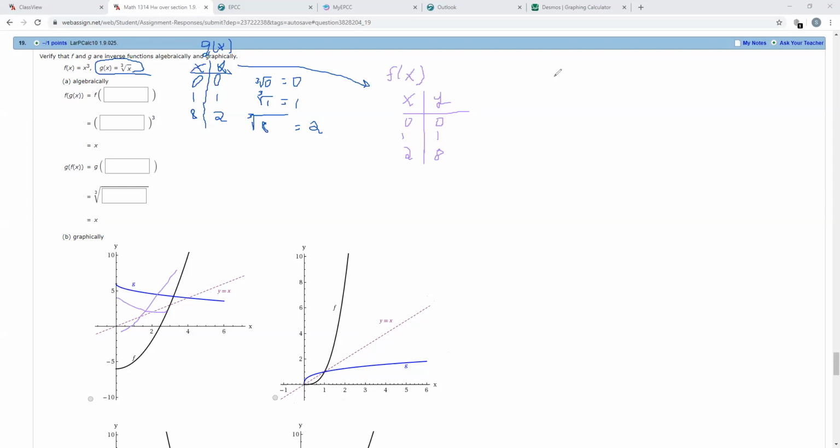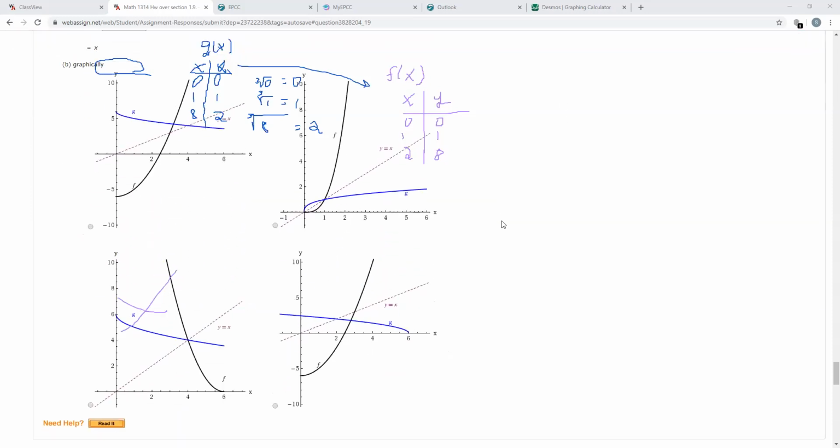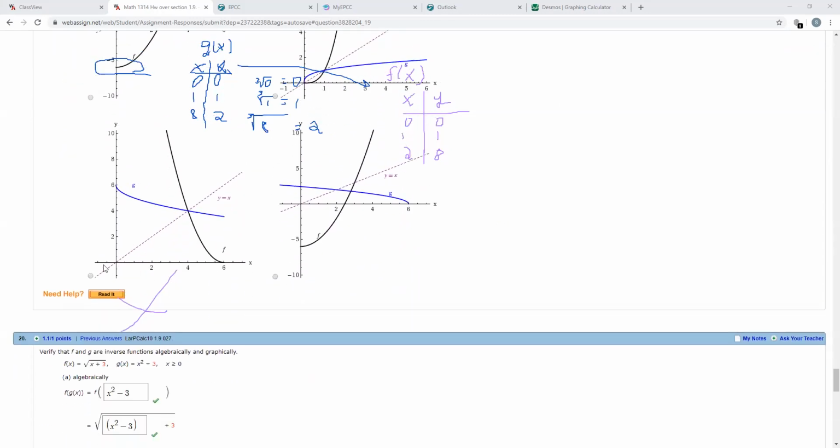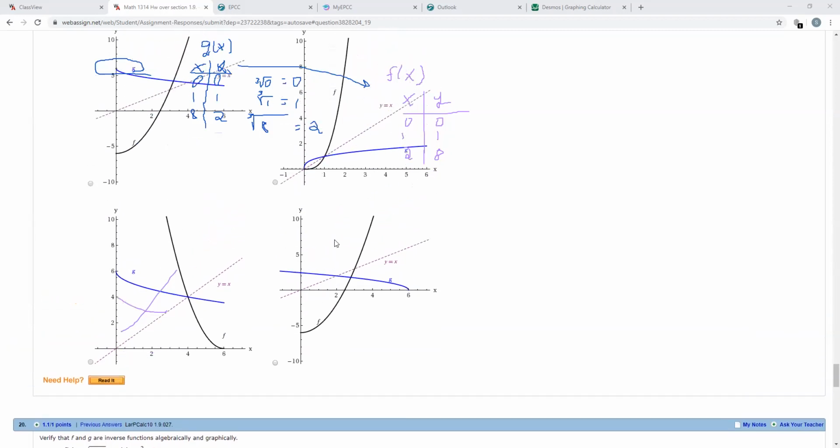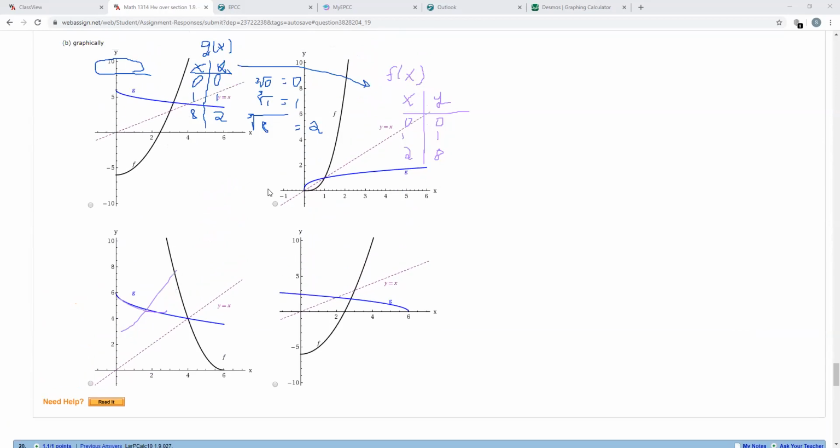How about any of the other ones? So here's the reflection line. 0, 0 is right here, and it's not on either graph. Even though these look like reflections, they're just not the right ones. So this is out. And the same idea here. 0, 0 is right here. It's supposed to be on both graphs, and it's not. And the rest doesn't look very good either. So this has to be the right one.